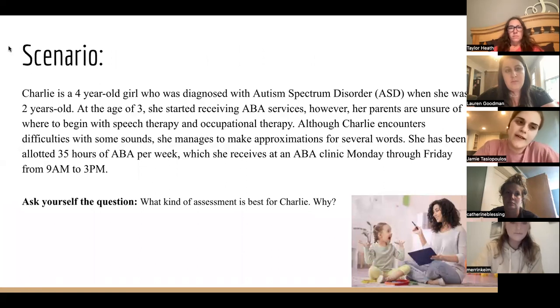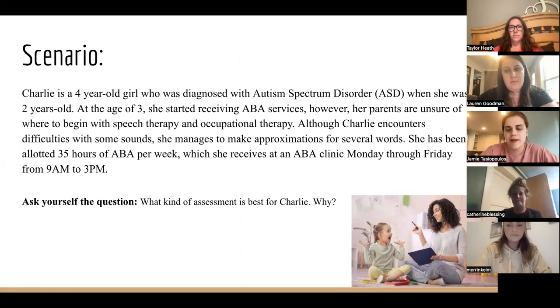So for our scenario, we have Charlie, a 4-year-old girl who was diagnosed with autism spectrum disorder, also known as ASD, when she was 2 years old. At the age of 3, she started receiving ABA services. However, her parents are unsure of where to begin with speech therapy and occupational therapy. Although Charlie encounters difficulties with some sounds, she manages to make approximations for several words. She has been allotted 35 hours of ABA per week, which she receives at an ABA clinic Monday through Friday from 9 a.m. to 3 p.m.